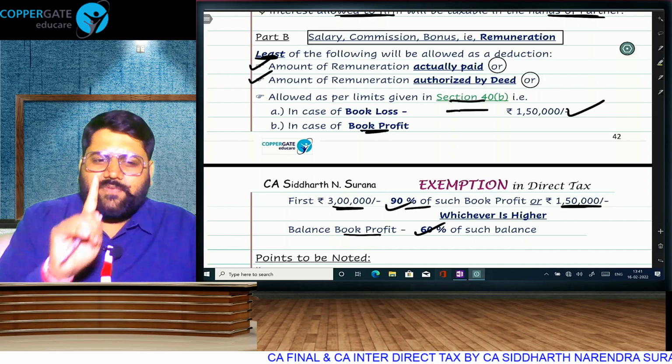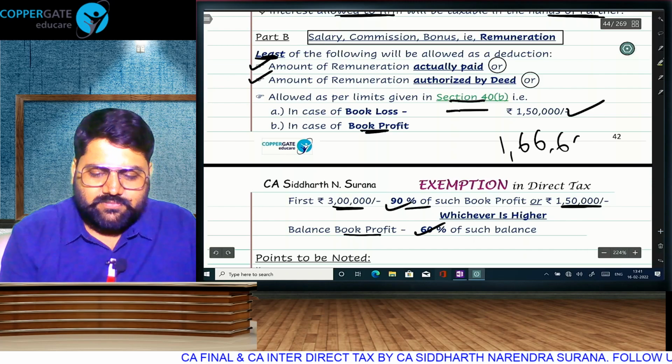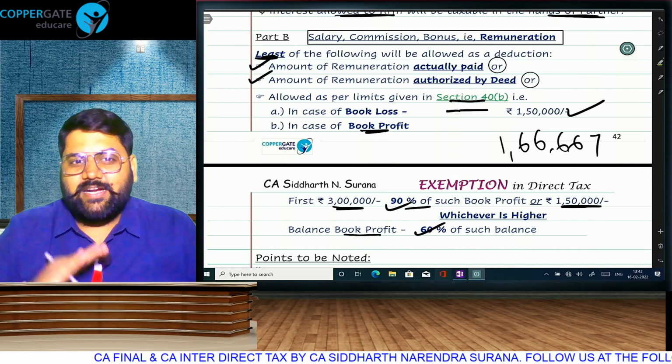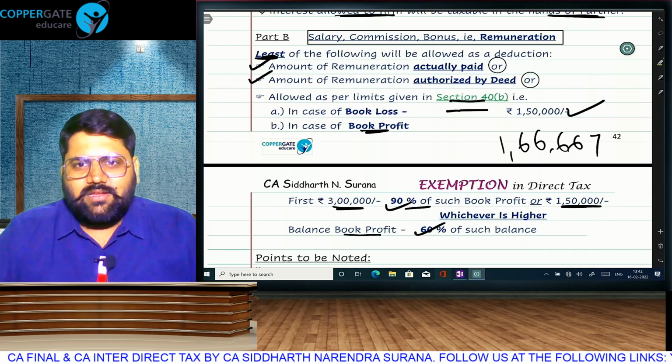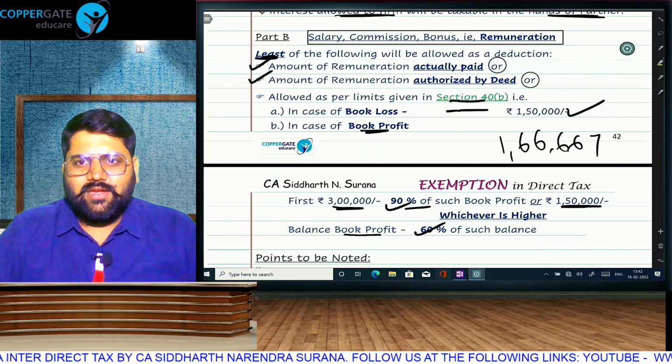At book profit of 1,66,667, if you are interested in knowing, here if you apply 90%, you get 150. That's the indifference point. After this, you will get your answer by applying 90%, and of course in the second slab after 3 lakh it will be 60%.